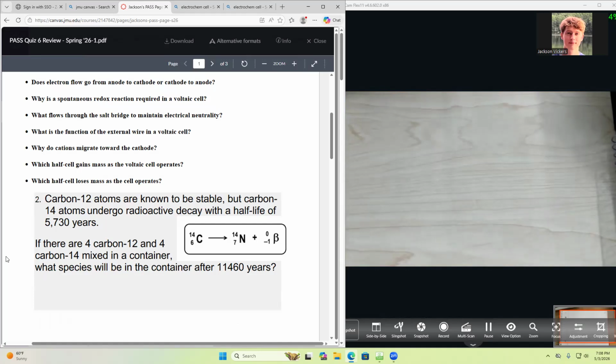And then the little equation that I have here kind of represents what happens in the decay of that carbon-14. So if it goes through its half-life, we know that some of them are going to turn into nitrogen elements. And that's going to be beta decay or electron capture, I think.